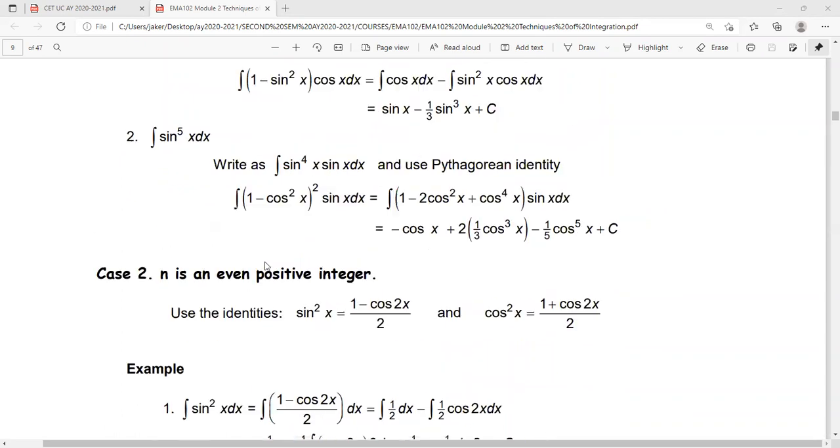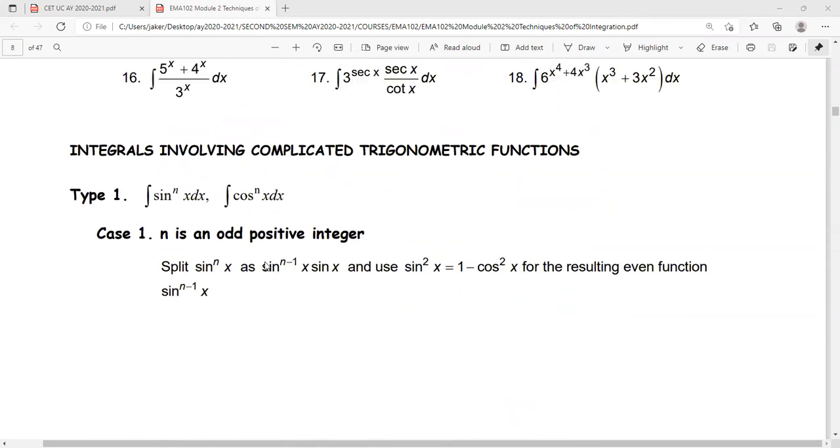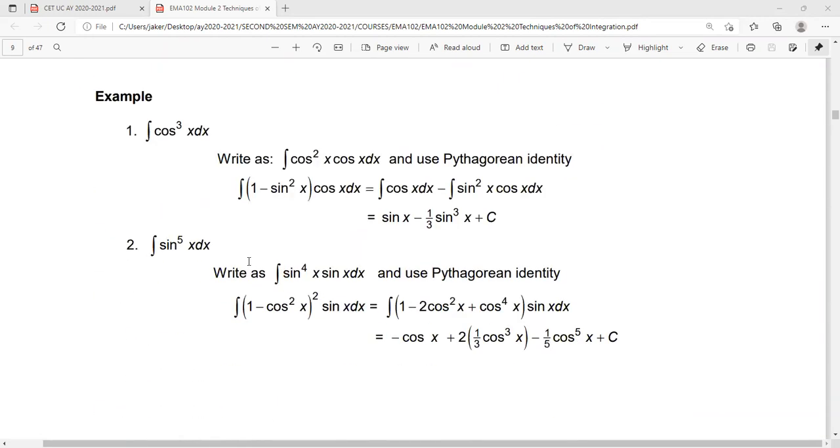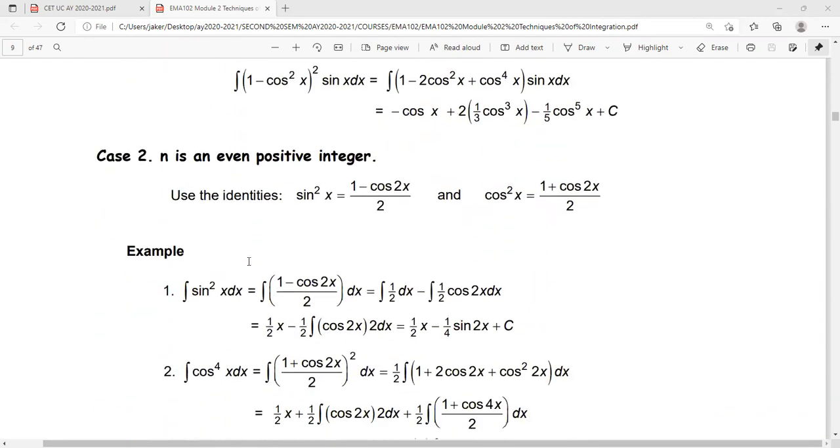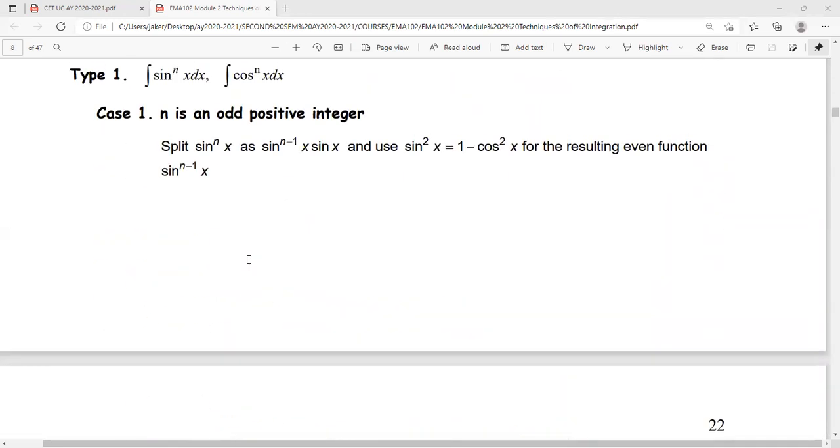Okay, so type 1 only deals with either the sine or the cosine function in your integral. So only one of these functions is present in the integral. Case 1 is for one which has an odd positive integer. Case 2 is for an even positive integer for the exponent of these two functions. Okay, so the two cases only differ with the trigonometric identities used.